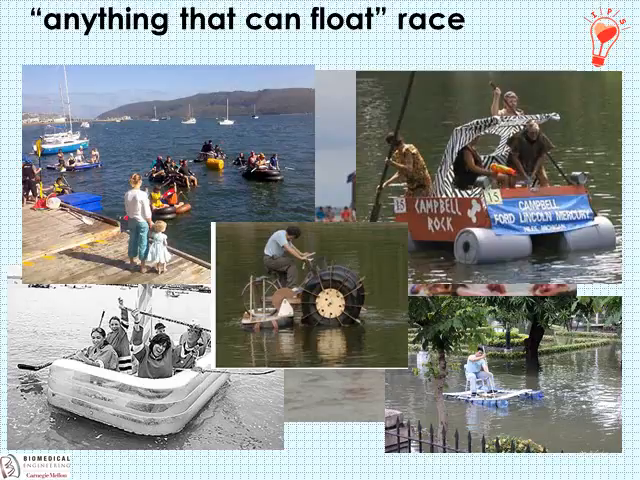Reflecting back on that anything that can float boat race that I referenced before, this is really exactly the process that we went through to create our floating machines. We created, whether consciously or subconsciously, a function means tree in our heads. We knew that there needed to be a form of flotation, a form of propulsion, and some means of supporting the passengers. So the flotation could be anything that floats. It could be an inner tube or a beer barrel or water bottles or balloons or a bathtub. You get the idea.